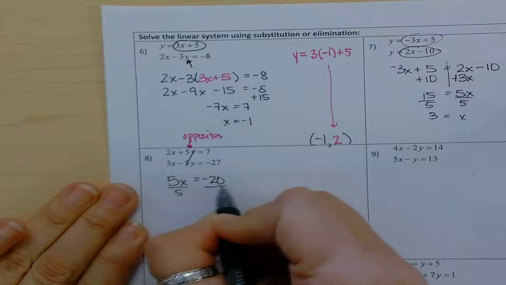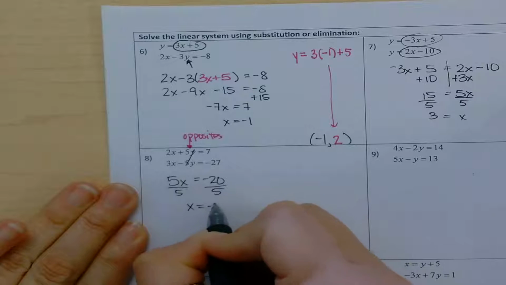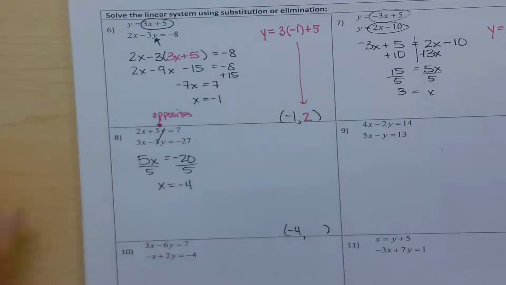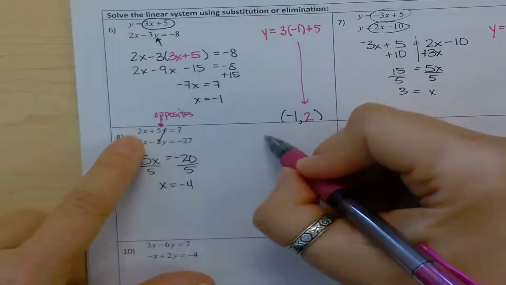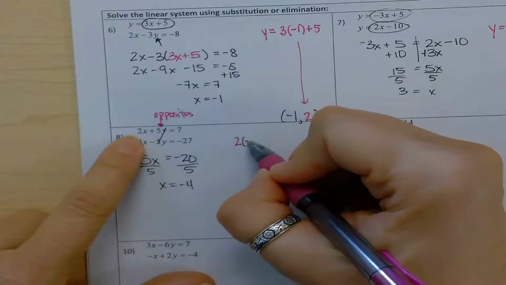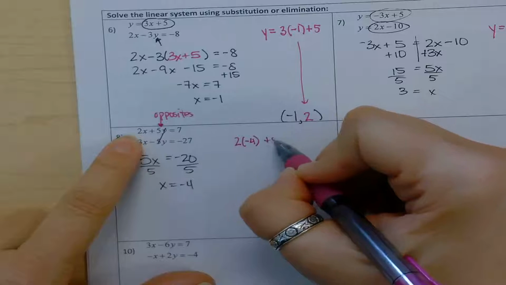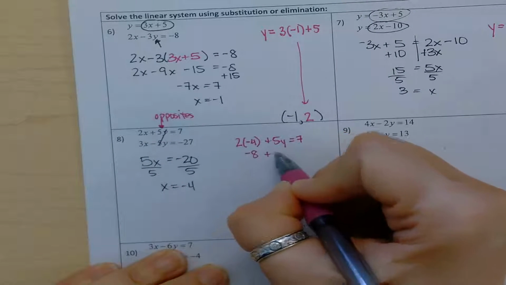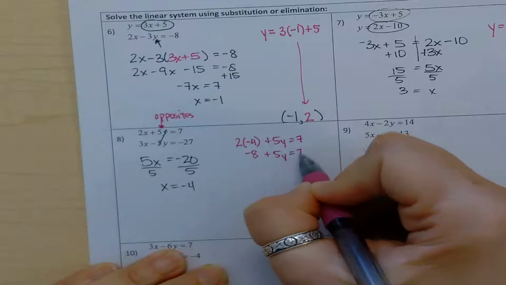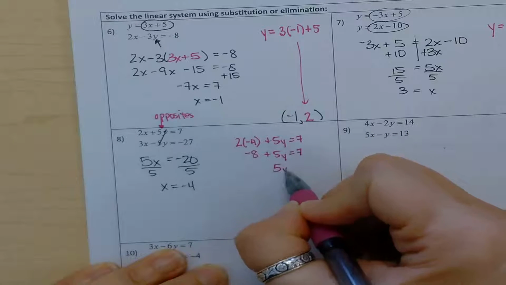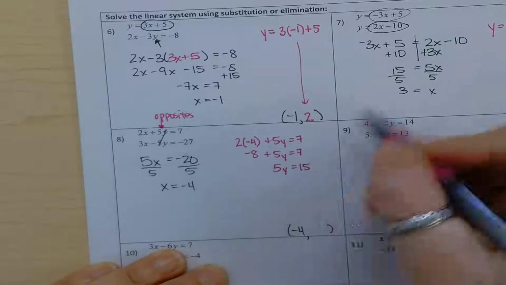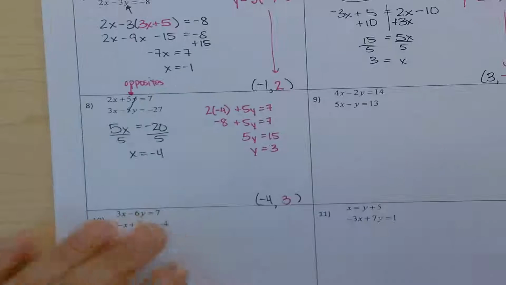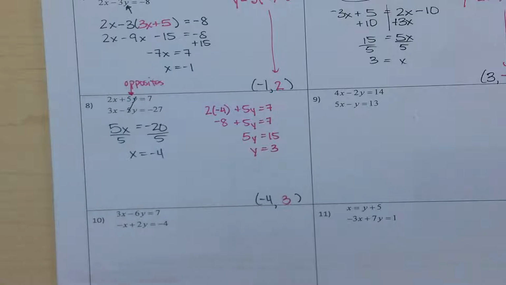And when I divide, I have my front number. So my front number is negative 4. And I'm going to plug into the first equation. 2 times negative 4 plus 5y equals 7. And I'm going to solve that equation. So I'm going to add 8 to both sides, and I'm going to divide both sides by 5. So I get the back number is 3.